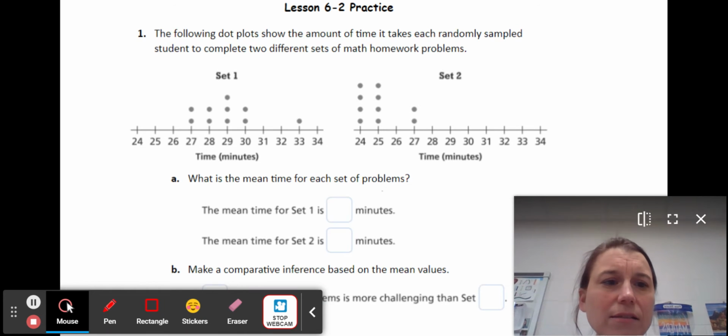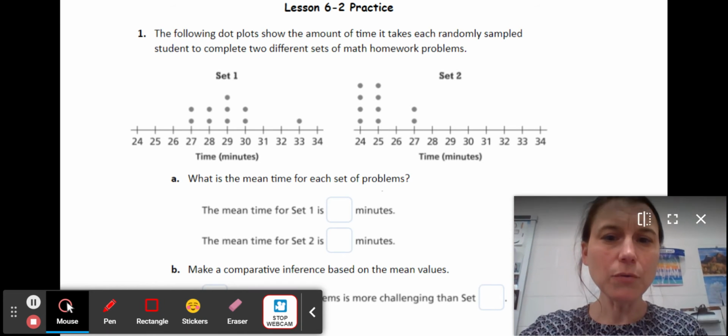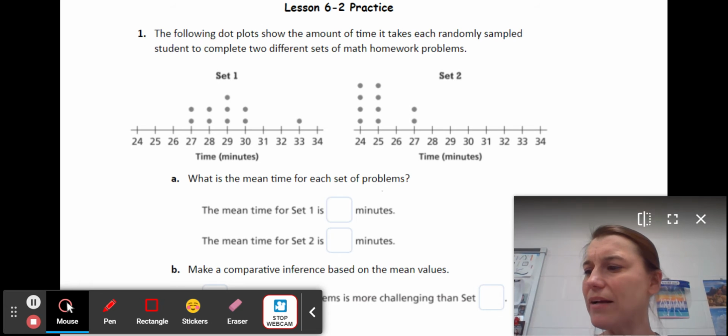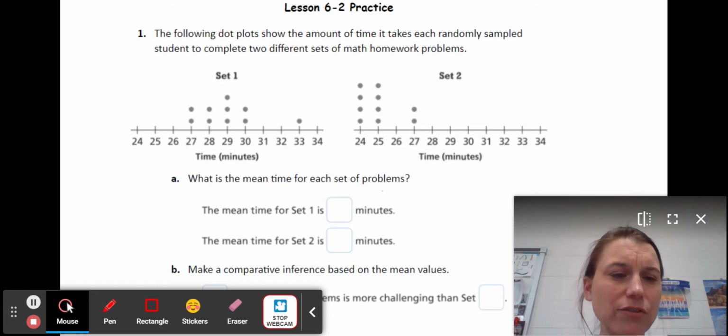We're going to look at some practice from 6.2. This practice is meant to go over how you can use a dot plot in order to analyze two different sets of data. So we're going to use two dot plots, and we're going to compare their means in order to answer a statistical question.